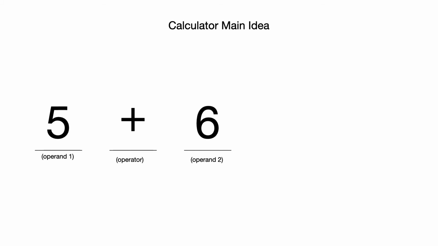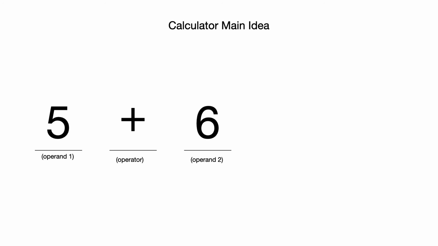Then the next thing you input is the operator. The operator just tells the calculator what to do with the operands. So should we add them? Should we divide them? Should we subtract them? So in this case, we want to add them. So the addition symbol is the operator.